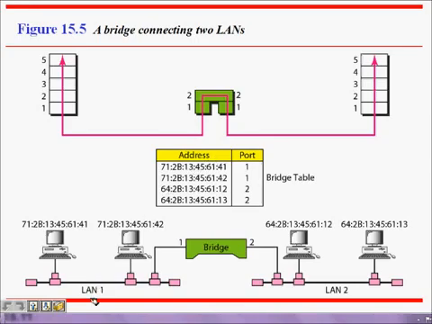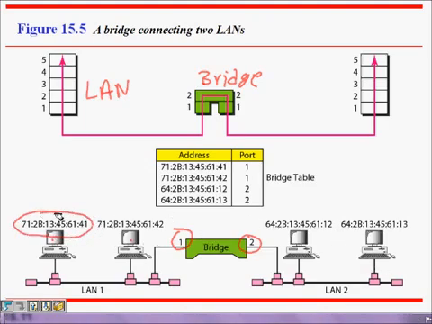We have a bridge which is connecting two LANs, so it has two ports. LAN 1 is connected via port 1 and LAN 2 is connected via port 2 to this bridge. Let's assume for now that LAN 1 has two machines and LAN 2 also has two machines, identified by their 48-bit MAC addresses. The bridge has a table which says that if this is the MAC address, then you forward it to port 1.